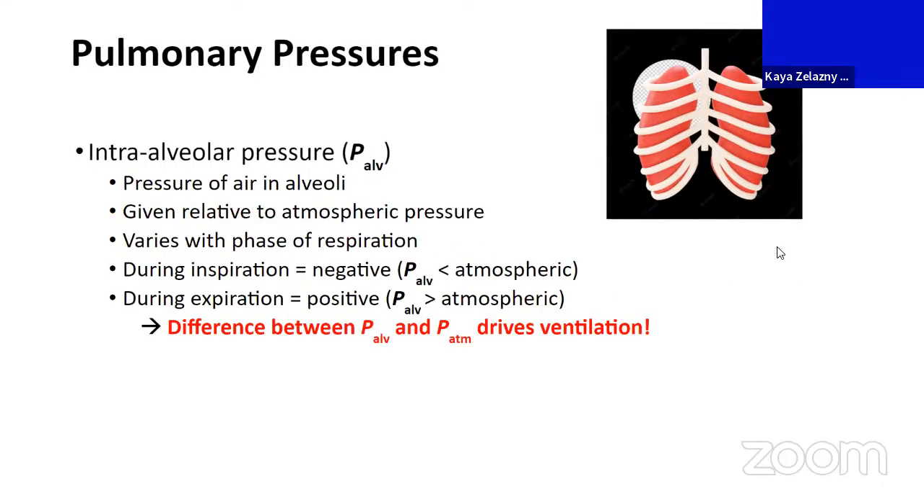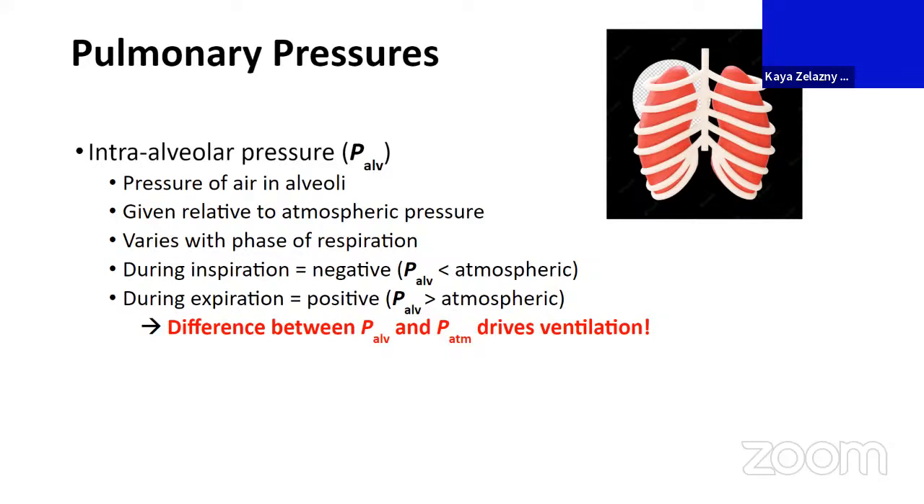Okay. So that intra-alveolar pressure, the one that we're comparing to our atmospheric pressure, is symbolized by P sub ALV for the alveoli. It's the pressure of the air in each of those little sacs in those alveoli, okay?